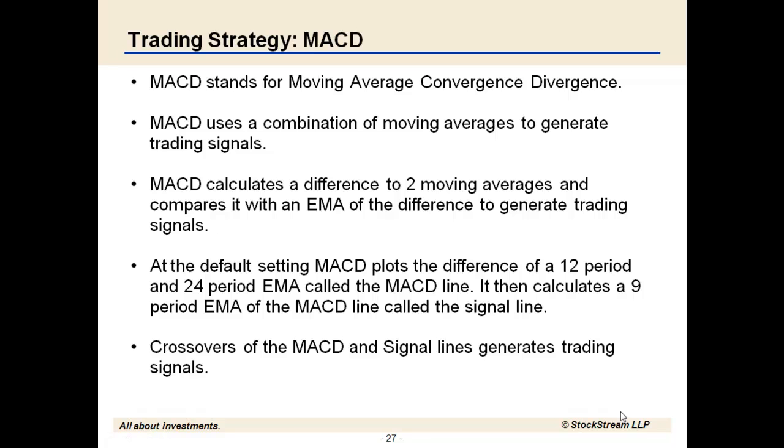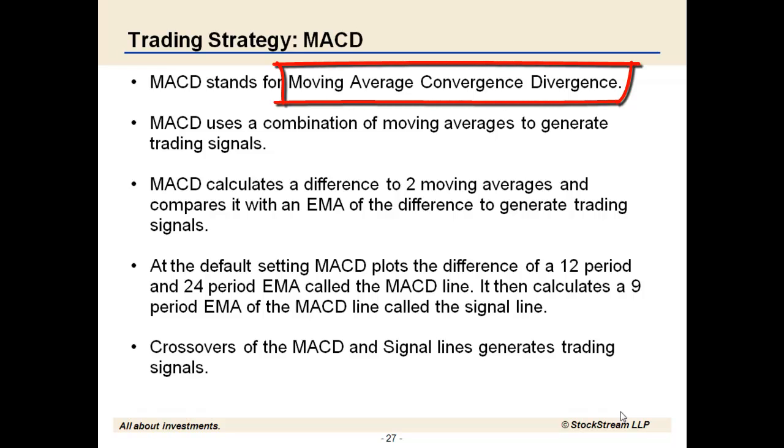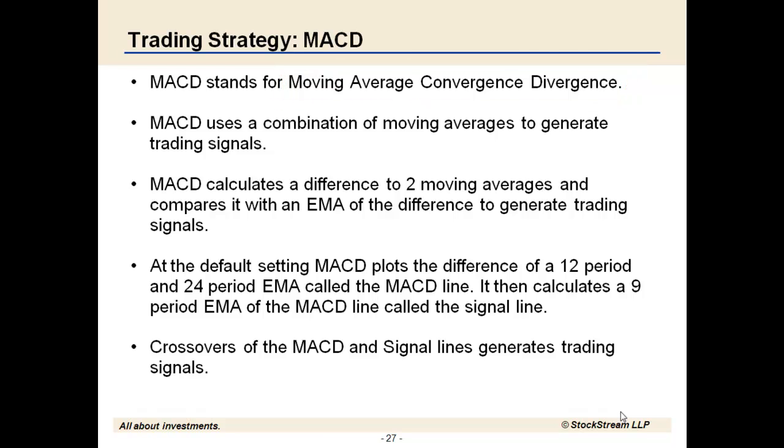MACD is another very powerful and commonly used technical indicator. It stands for Moving Average Convergence Divergence. MACD calculates the difference between two exponential moving averages and compares it with a different exponential moving average to generate trading signals. The line formed by taking the differences of the two exponential moving averages is called the MACD line, while the line formed by the single exponential moving average is called the signal line.